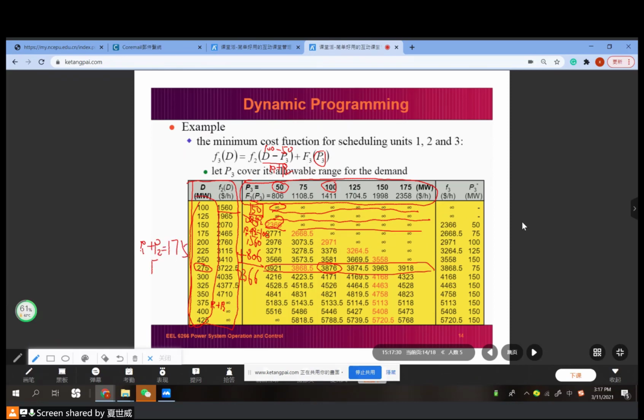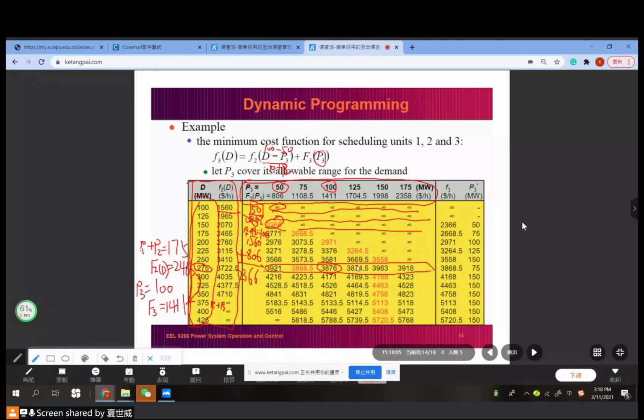The fuel cost for this is 2465. Yes, very good. For P3 equals 100, the F3 is 1411. So you add this number together, and you will get this. 300, 800, 76. So you should know how to calculate this number.